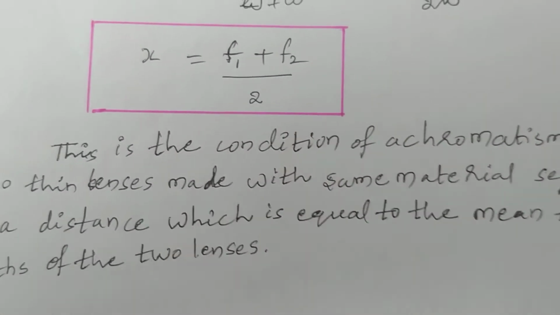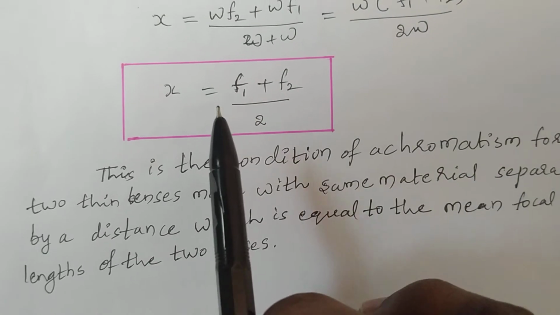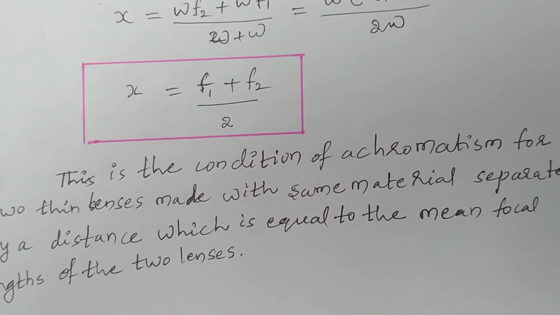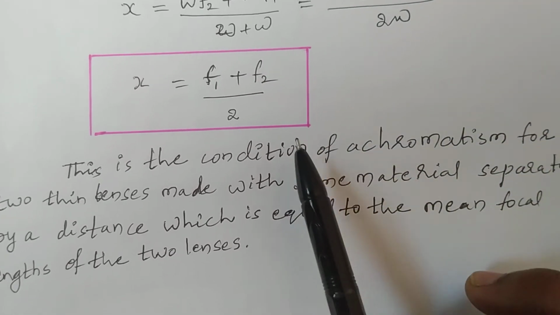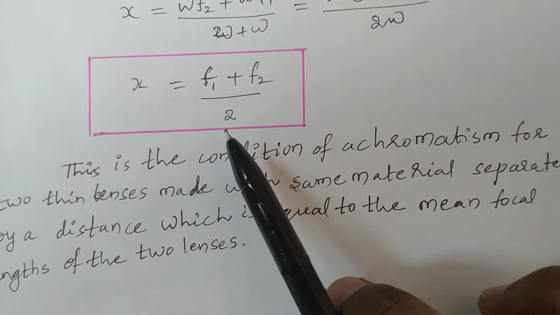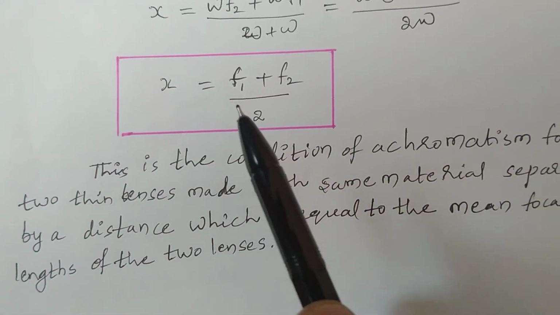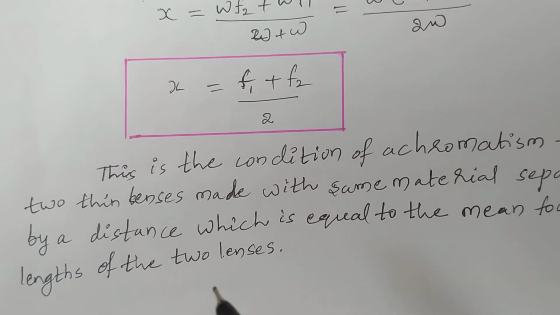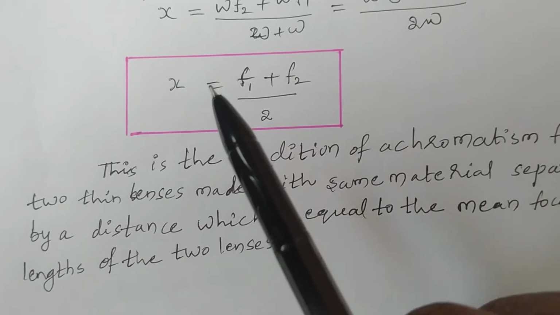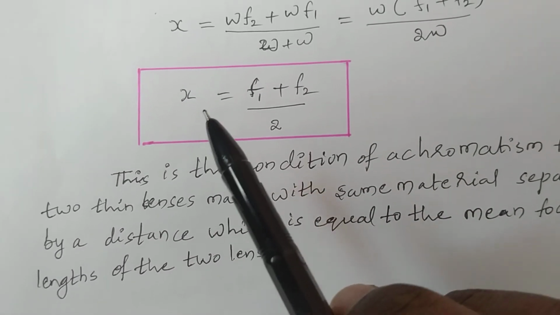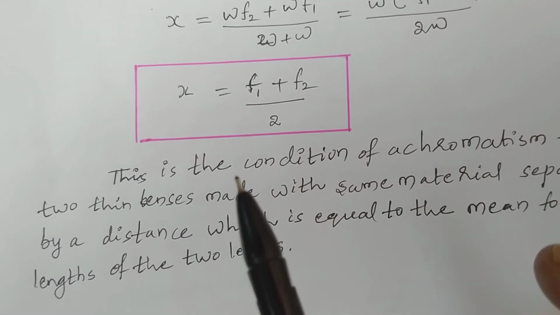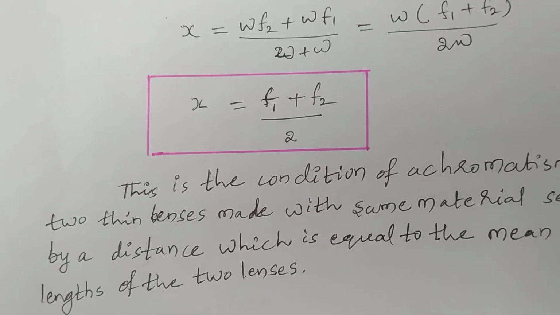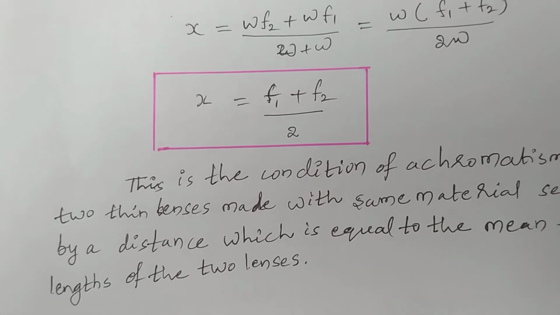So this is the condition for achromatism for two thin lenses made of the same material, separated by a distance which is equal to the mean focal length of the two lenses. The separation between the two lenses should be equal to the mean focal length of the two lenses.